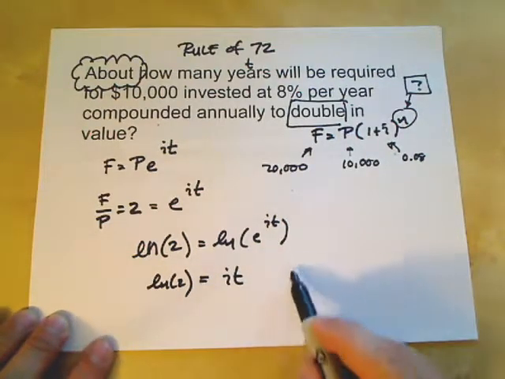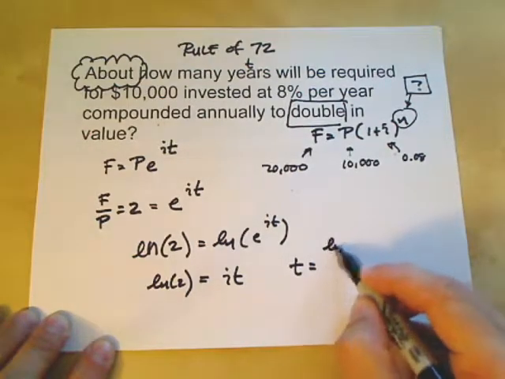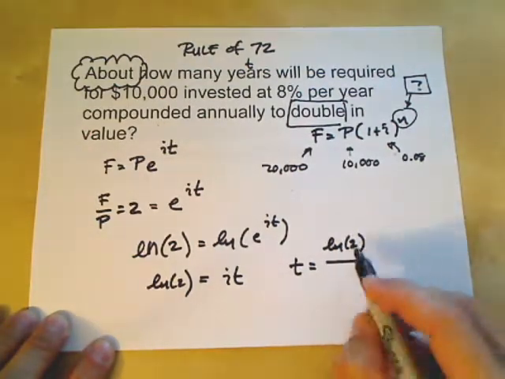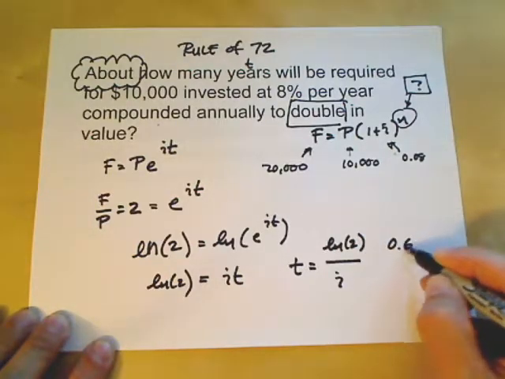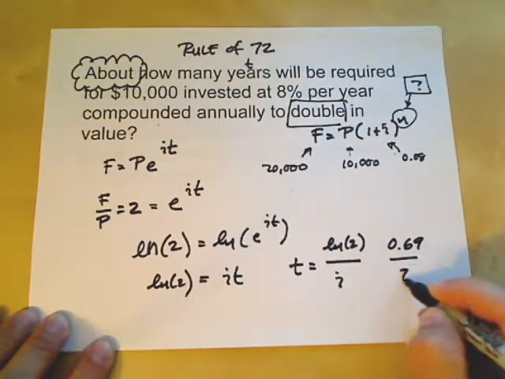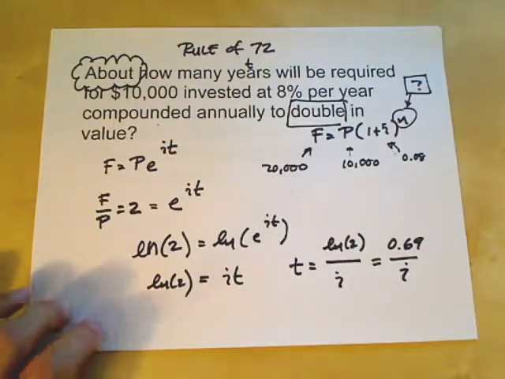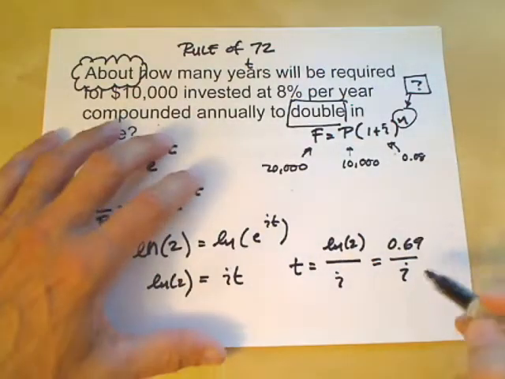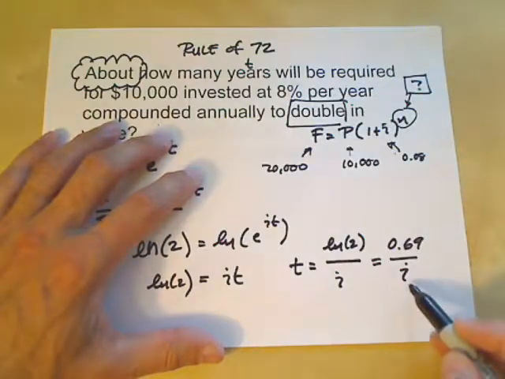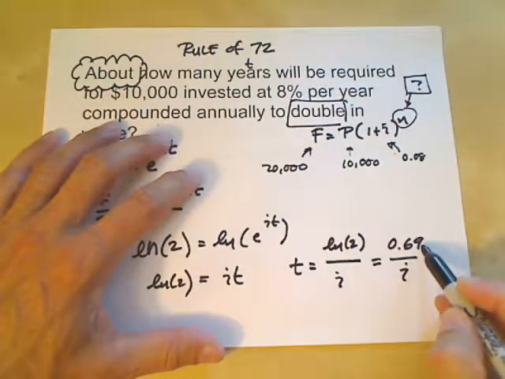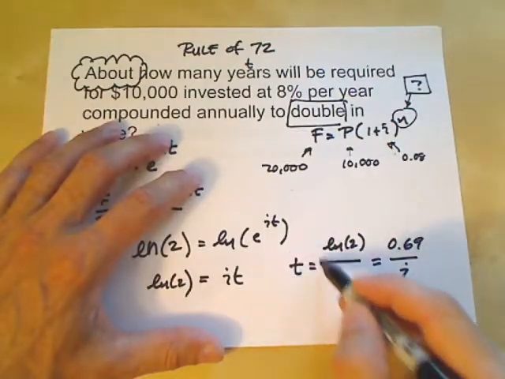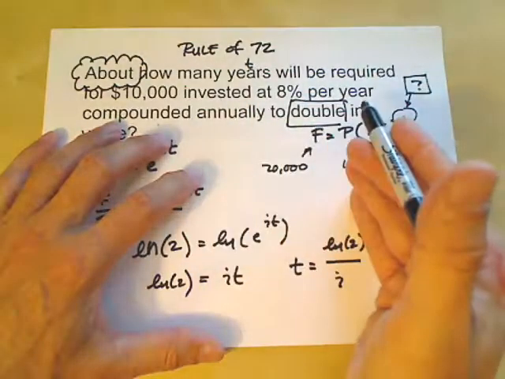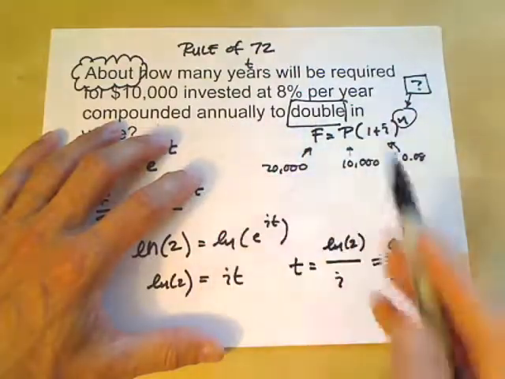When we solve for T, T equals ln 2 over I. Well, the ln of 2 is 0.69 over the interest rate equals T. Once we know the interest rate, in this case 8%, we would take 0.69 divided by 0.08, and that would give us the time that a continuously compounded investment would be required to double.